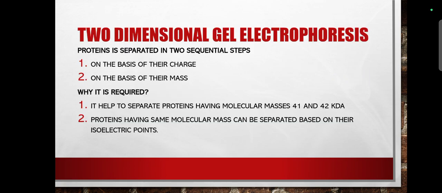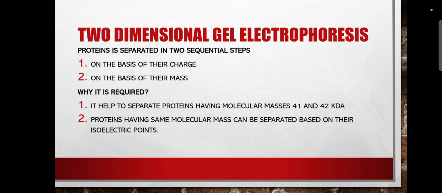So in two-dimensional gel electrophoresis, what happens and why is it required? In 2D gel electrophoresis, proteins are separated in two sequential steps. First is on the basis of their charge. Second is on the basis of their mass. Why is it required? First, it helps us to separate proteins that differ by only one atomic mass unit. Suppose two proteins are there. One has a mass of 41 kilodalton, another protein has a mass of 42 kilodalton.